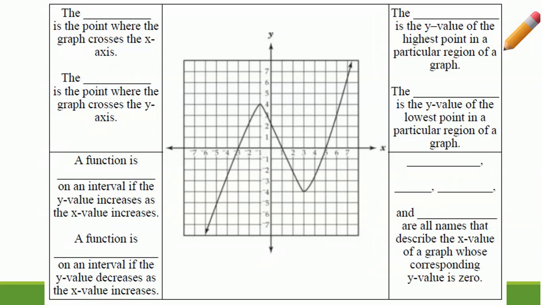So how are we going to start filling this out? Well, first part, we're going to open the first top left flap, and that is the x-intercept is the point where the graph crosses the x-axis. So in the middle, we actually have three places where our graph crosses the x-axis. One being -3, 0, another one being 1, 0, and another one being 5, 0.